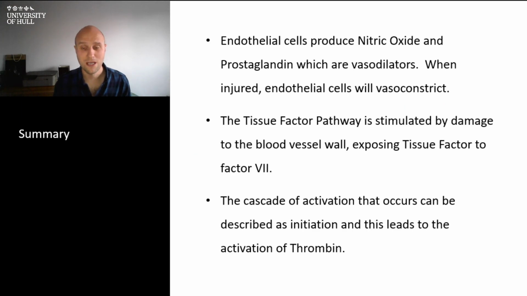So in summary, we've talked about the role of endothelial cells. We've said that they produce vasodilating agents to keep the flow through the blood vessels. When they become injured, they produce less of those, and so the blood vessels constrict, which is helpful in stemming the flow of blood. When you have a damaged blood vessel, you expose tissue factor, and this sets off very rapidly a cascade of coagulation to help with haemostasis, that ultimately leads to the activation of prothrombin to thrombin, which is an incredibly helpful clotting factor, which will activate platelets and do many other things.